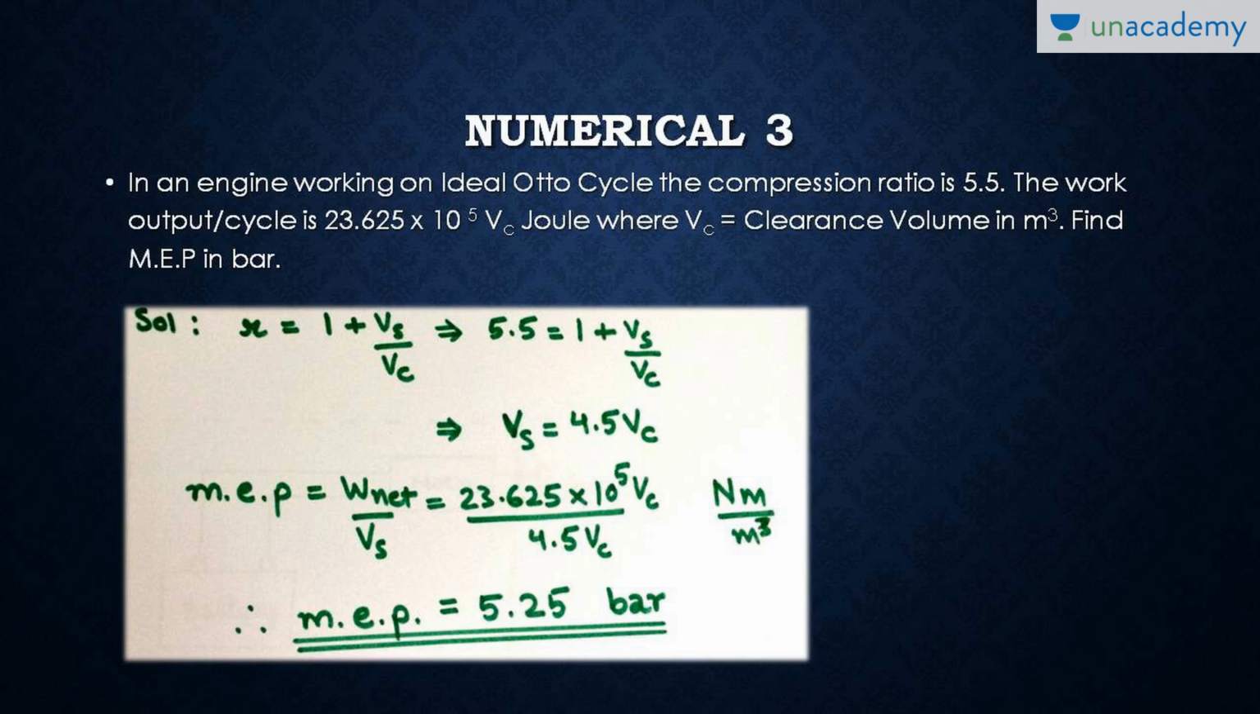Again, I am explaining this numerical. The compression ratio r is equal to 5.5, which is 1 plus Vs upon Vc. We can write Vs in terms of Vc, which is 4.5 times Vc. Mean effective pressure is net work done upon swept volume. Net work done is 23.625 into 10 raised to power 5 Vc, and Vs is 4.5 times Vc, which we have already seen here. So the mean effective pressure would be 5.25 bar.